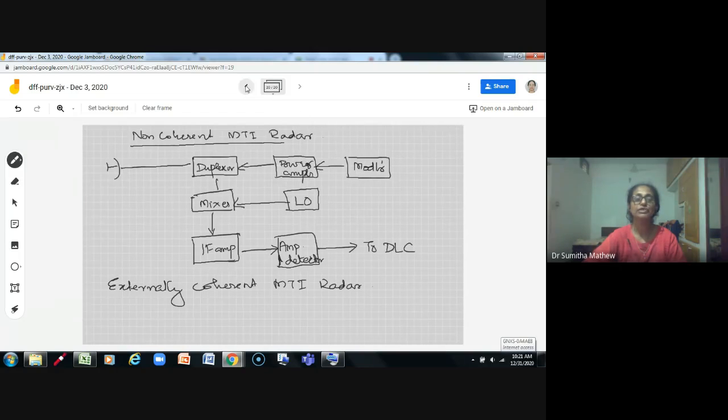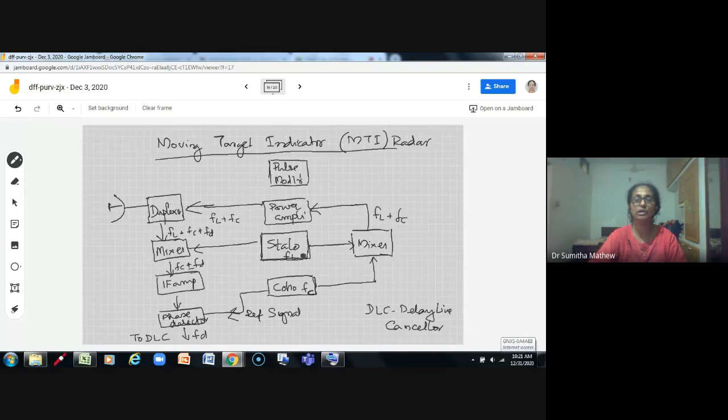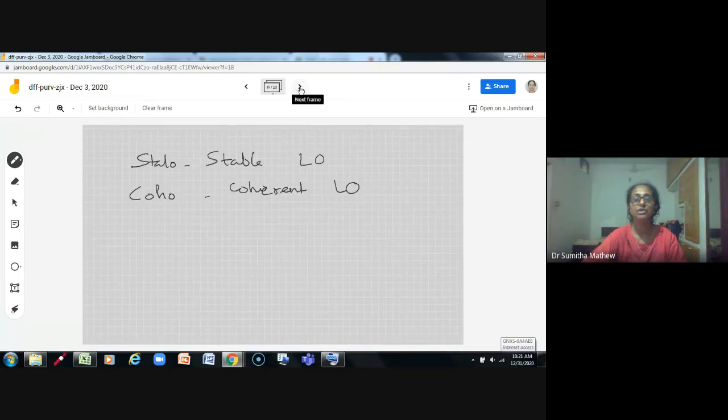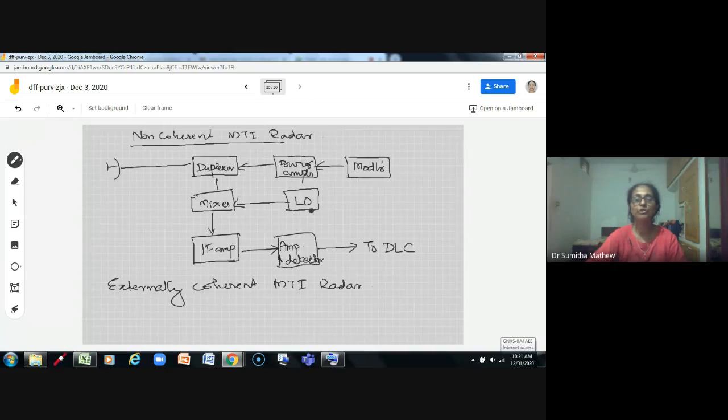Then in the case of the moving target indicator radar, you have stable, coherent local oscillators, where we use a very stable, internally generated signal as the reference to indicate the Doppler shifted frequency fd. And if we use a copy of the external signal, that is, the properly extracted clutter echo, as a reference, and using that you separate out the Doppler shifted frequency, then you have a type of radar known as non-coherent MTI radar or externally coherent MTI radar.